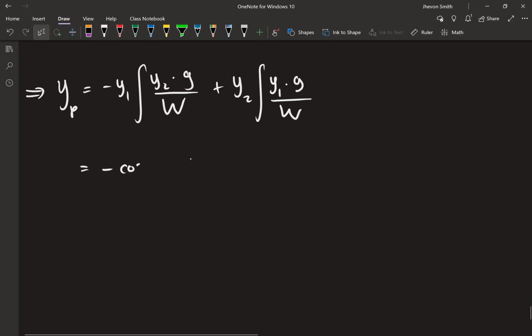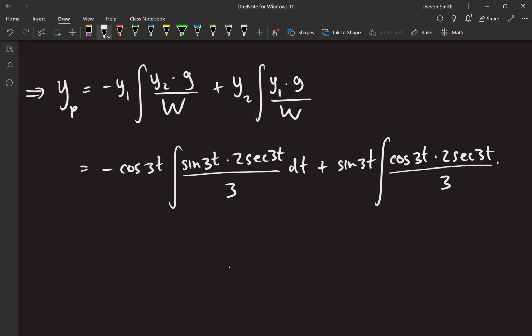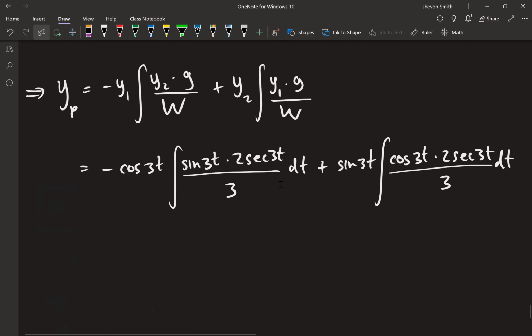So this is minus cosine 3t integral of sine 3t times 2 secant 3t over 3 plus, let me move the chat box out the way, y2, which is sine 3t integral of cosine 3t times 2 secant 3t over 3.